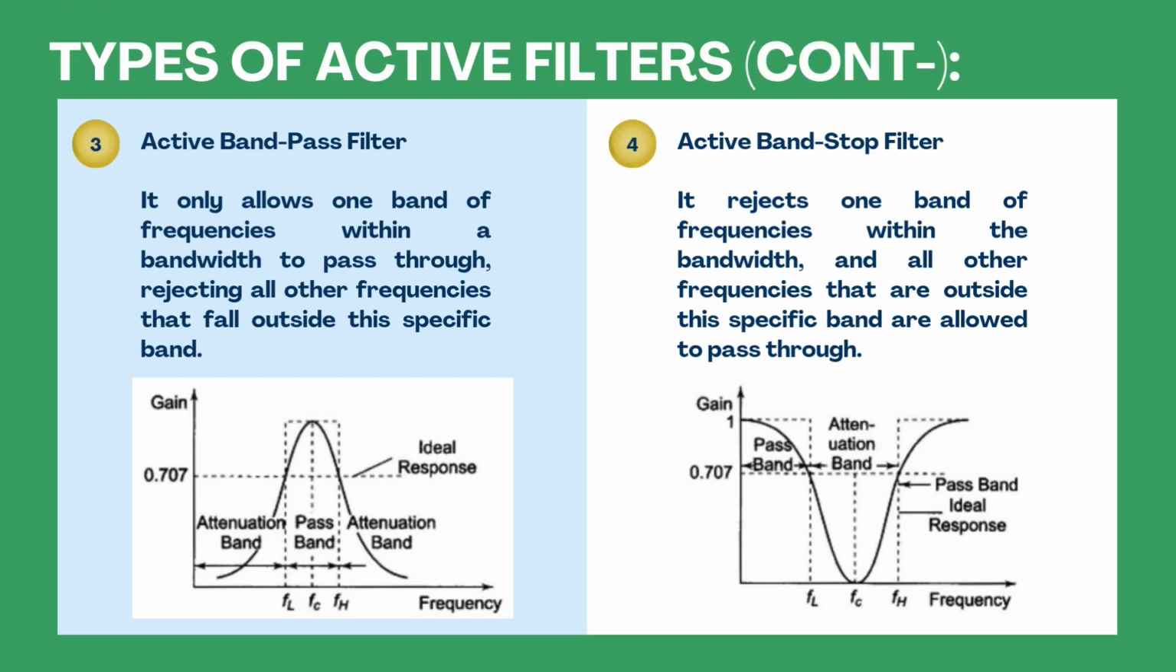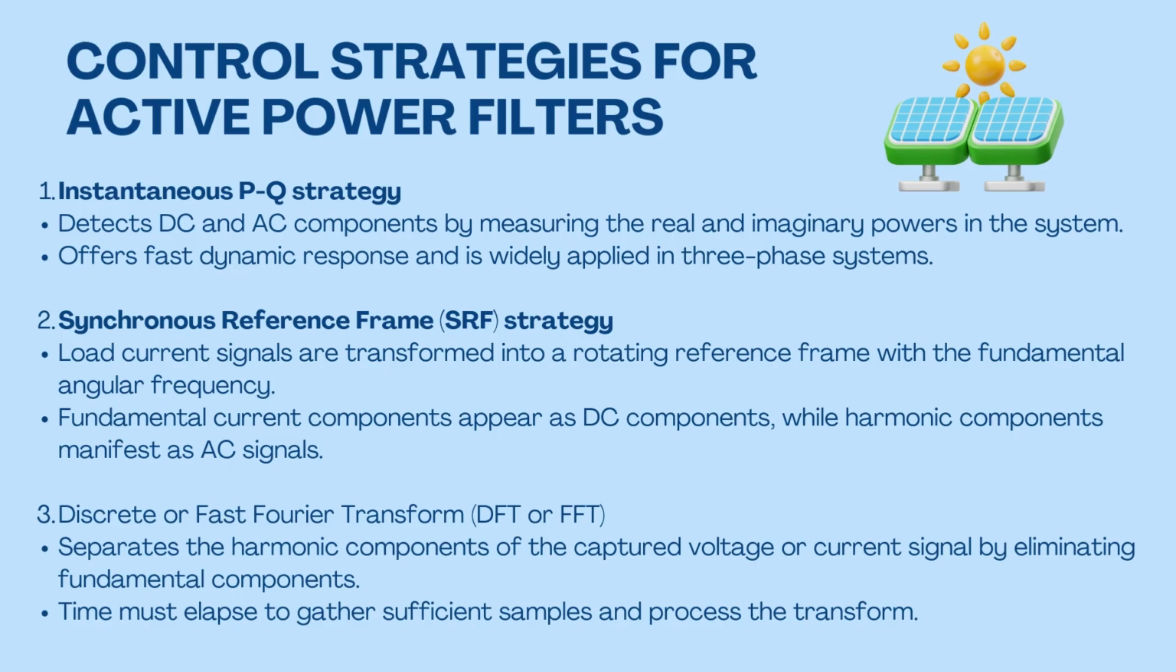The third one is the active bandpass filter, which only allows one band of frequencies within the bandwidth to pass through, but rejects all other frequencies that fall outside this specific band. The fourth one is the active band stop filter, which rejects one band of frequencies within the bandwidth, and all other frequencies that are outside the specific band are allowed to pass through.